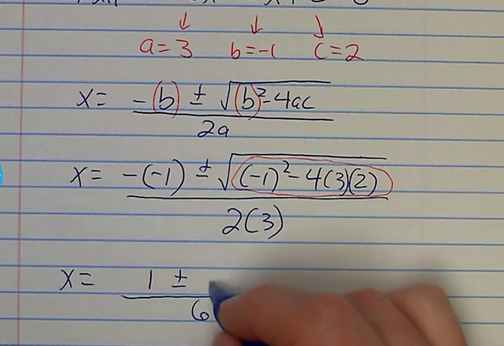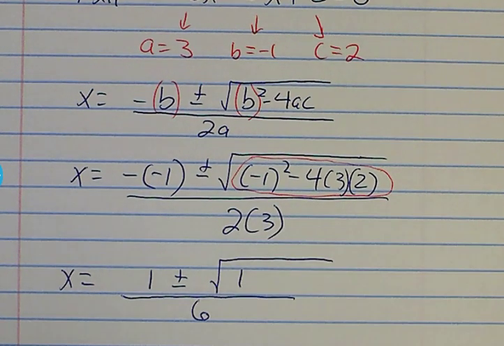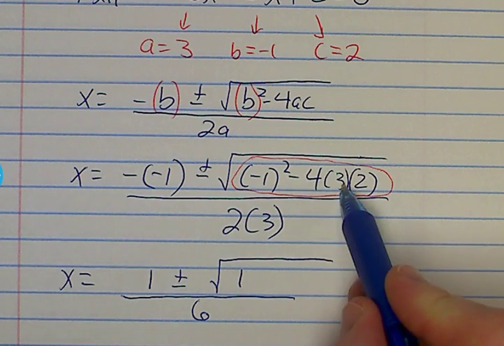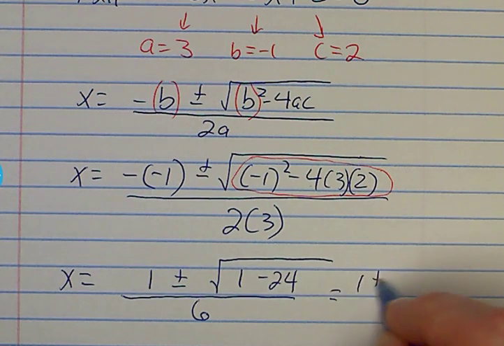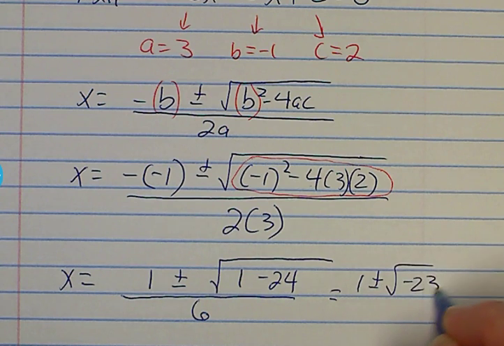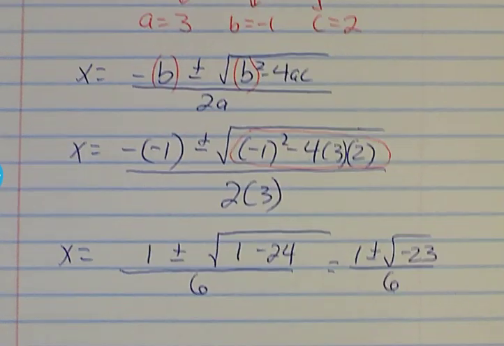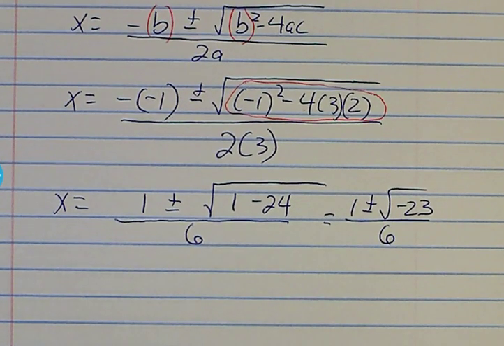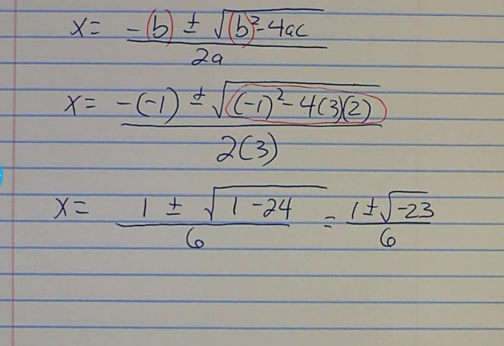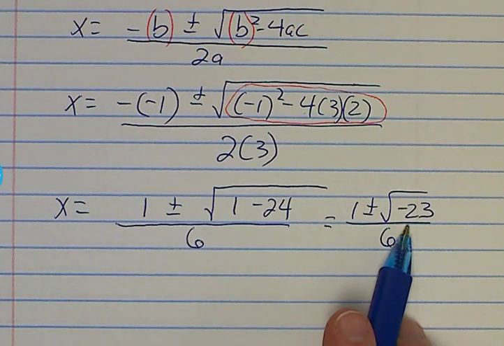All right, doing the -1 squared, that's just 1. When you do -4 times 3, that's a -12. -12 times 2, that's a -24. And when you do 1 minus 24, that's a -23. And with the directions, when they tell you to write it in complex form, that's your giveaway that this number has to be negative.